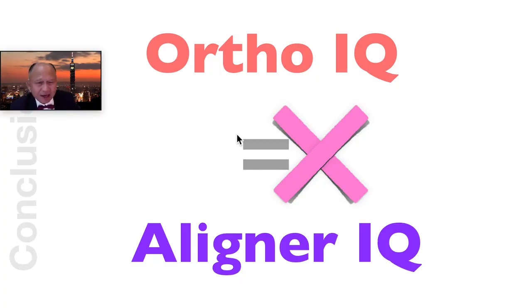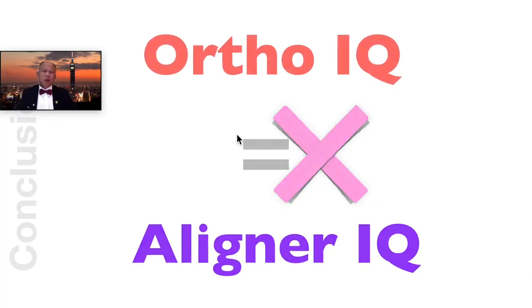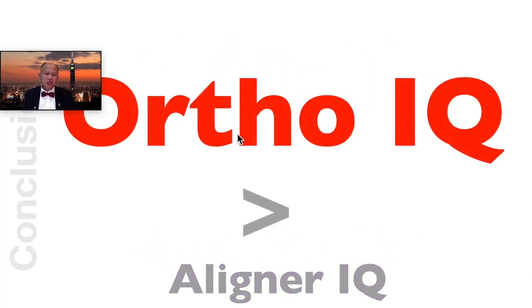If aligner cannot produce that mechanic, most likely it cannot fix that problem. You have to borrow another weapon. So orthodontic IQ is much bigger than aligner IQ. Please be a reasonable person. I don't want my friends to become OCD, obsessive compulsive disorder, doctors.